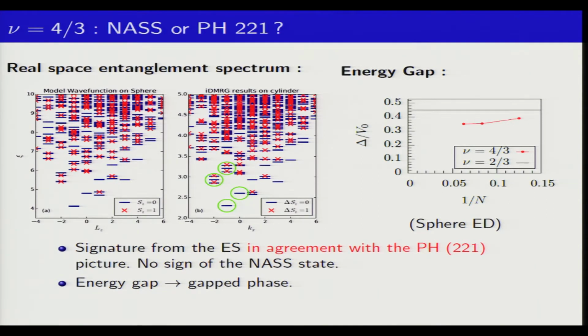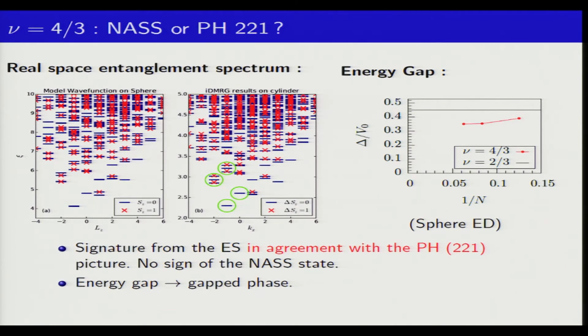And what you can see here is the result from the model wave function on the sphere geometry and the iDMRG result on the cylinder, where there is no bias. You don't assume anything about the actual ground state of the system, and they match pretty nicely. You can also count how many levels you have, and this is in agreement with the edge structure of the particle-hole conjugate of the Halperin 221 state. And we have no sign of the Read-Rezayi state in this numerical simulation.